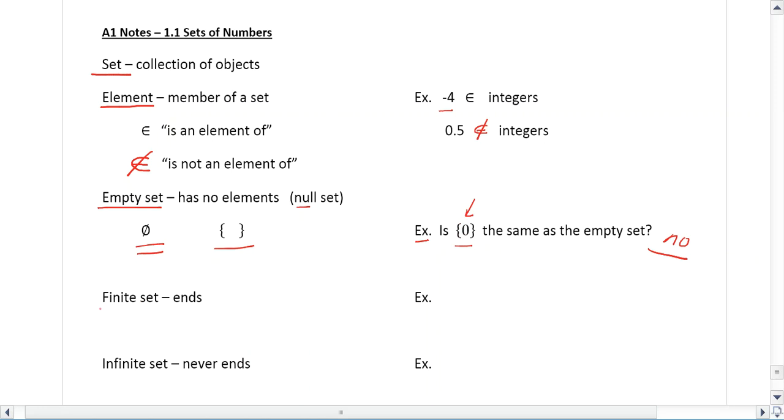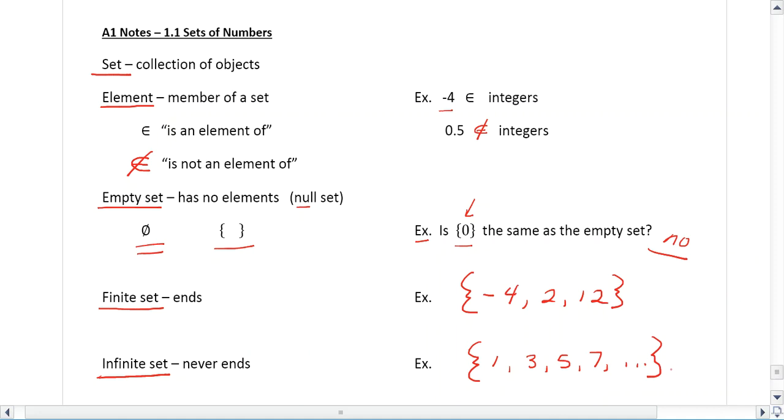All right, a finite set comes to an end. An example of a finite set could be -4, 2, and 12. This particular set has 3 elements, and it comes to an end. An infinite set, on the other hand, never comes to an end. For instance, if we were going to list the set of all odd integers, it would start 1, 3, 5, 7, and so on, going on forever.